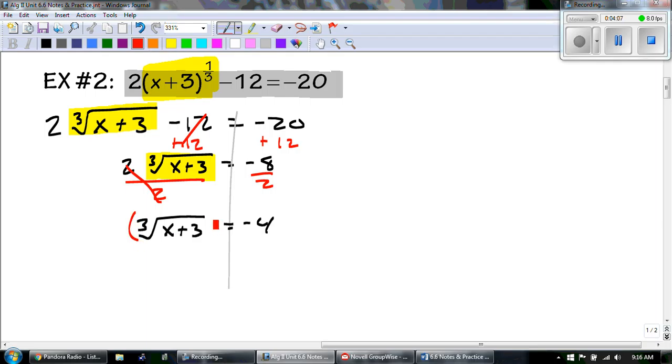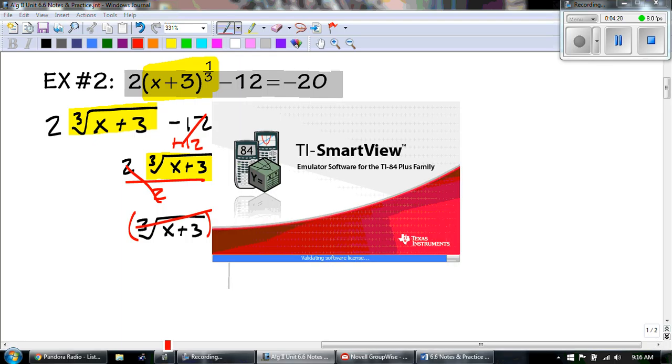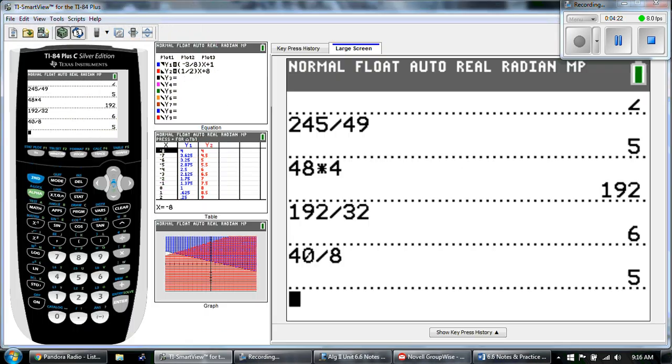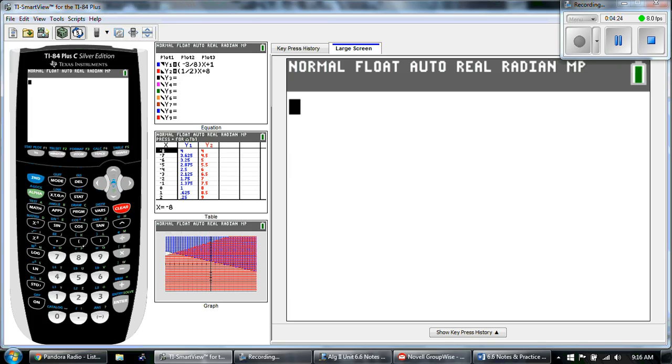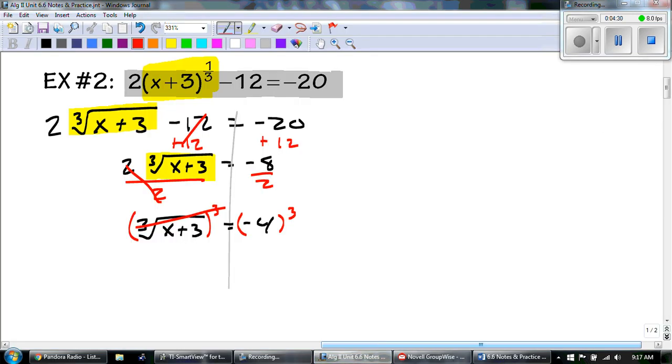And to get rid of the cube, I'm going to take it to the third power. Negative 4 to the third power. This is where you've got to be careful about your signs, because it's negative 4 times negative 4 times negative 4. I know what it is, but are you sure what it is? So negative 4 to the third power is negative 64. So I have x plus 3 equals negative 64.